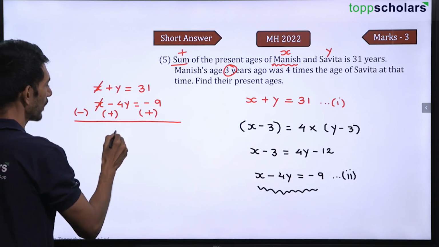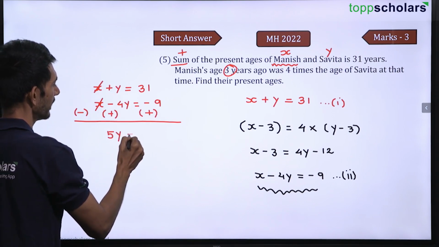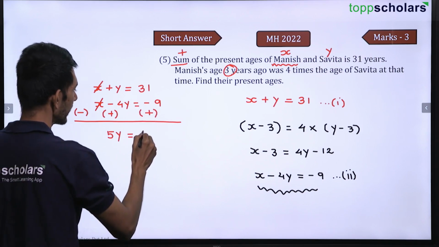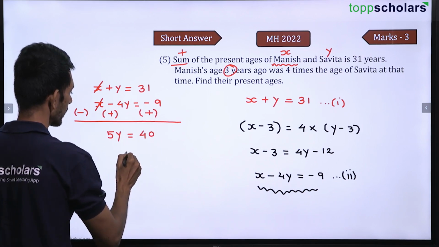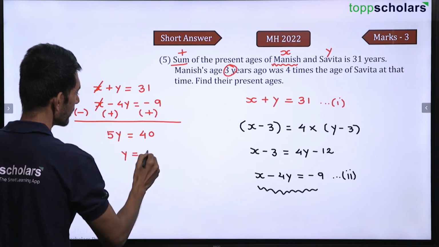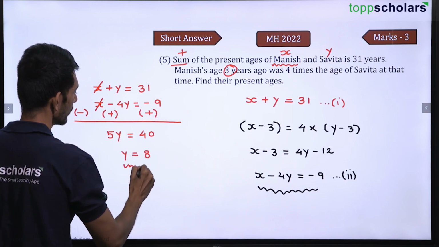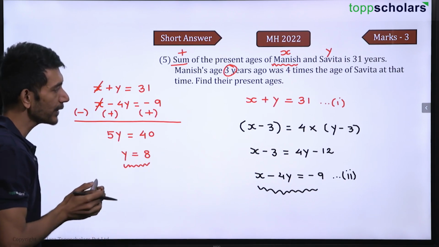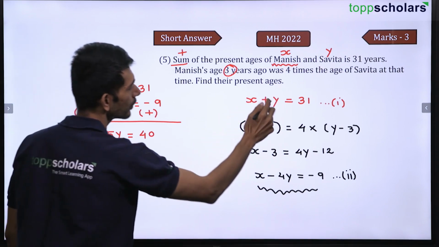So y plus 4y is 5y, and then 31 plus 9 is 40. So y is equal to 40 divided by 5, that is 8, right? So y is 8. Now what you can do is, you can put y is equal to 8 over here.